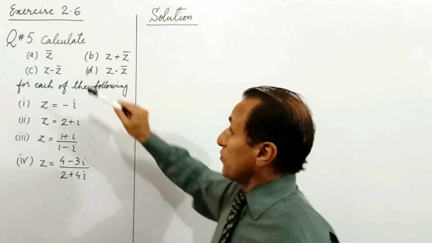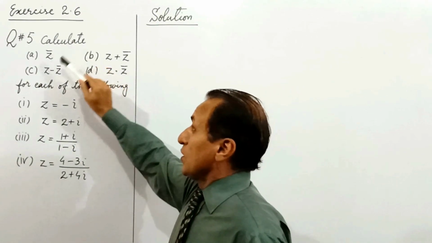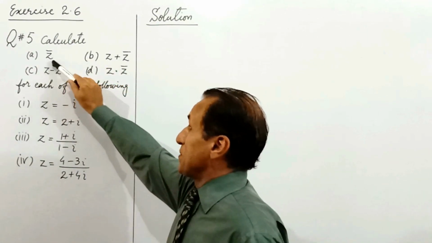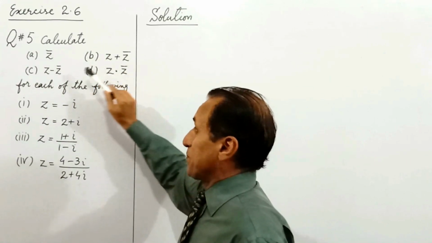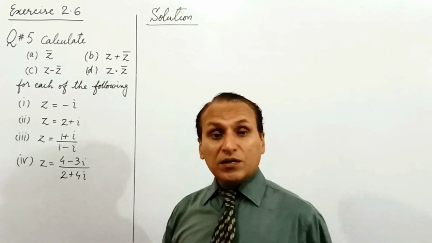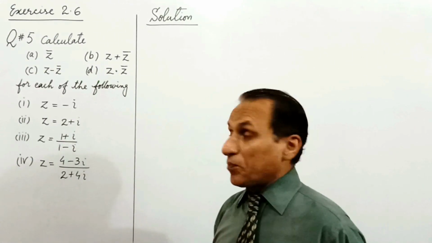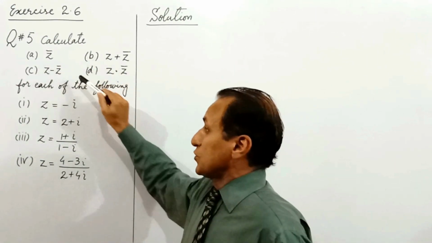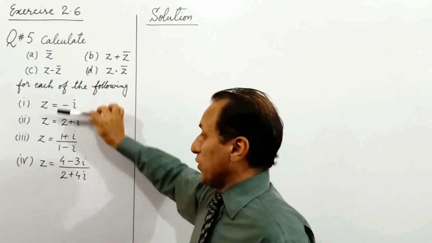In question number 5, we are required to calculate four different things: z bar, z plus z bar, z minus z bar, z dot z bar. Z bar stands for the conjugate of a complex number. So we are required to find these four things for each of the following, part 1 till part 4.